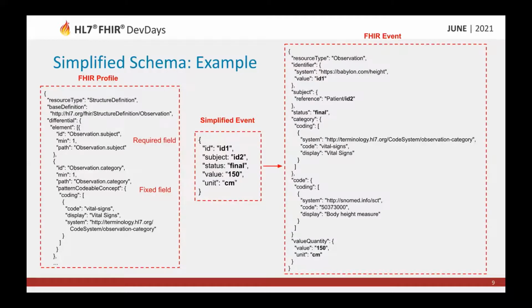In our simplified event in the center, we're providing 5 fields, all with simple types that could be understood by anyone. Using the information in the FHIR profile, we can then transform the simplified event into a FHIR event. These 5 fields in bold in the center, you can see on the right-hand side where they go into the FHIR event.